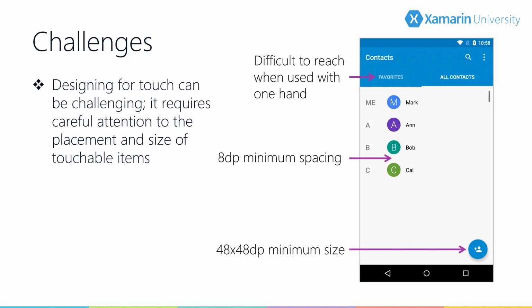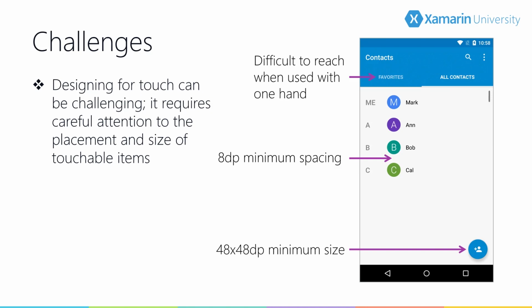Remember, fingers provide very low precision. It's not a mouse with a single pixel pointer area. You should use a minimum width and height of 48 density independent pixels for your touchable items. If this isn't possible, you can often get away with reducing one dimension as long as you increase the other.